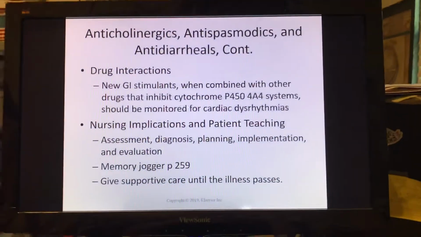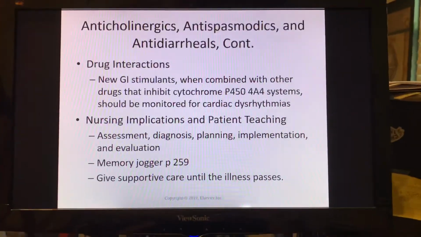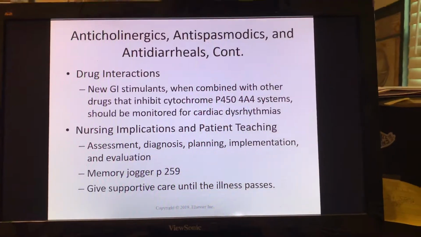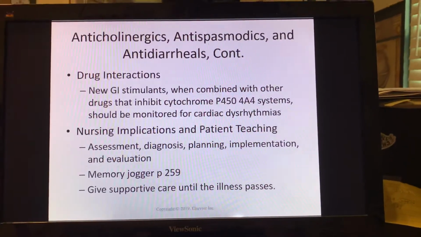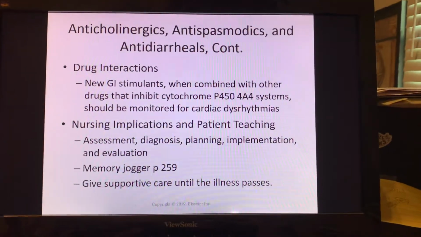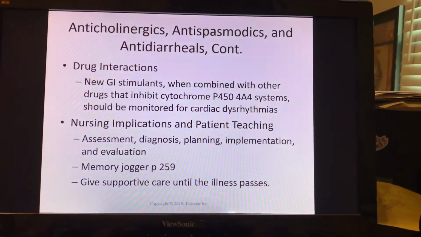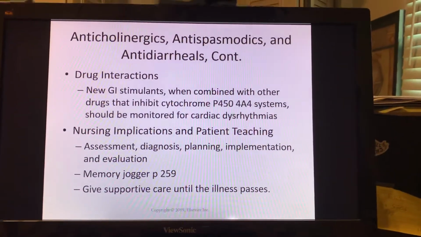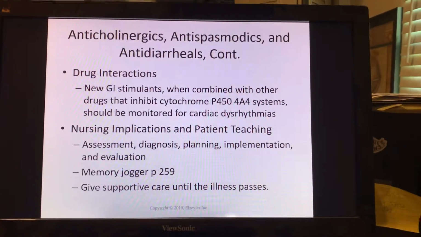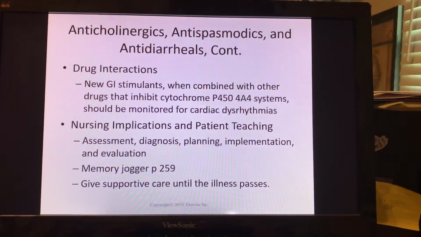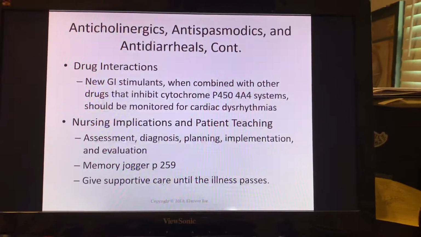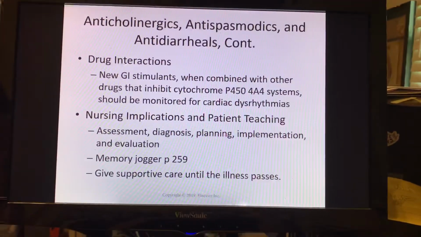Now, the new GI stimulants, we talked about metoclopramide or Reglan. If you combine them with other drugs that affect that cytochrome P450 system, you can get cardiac dysrhythmias. So many of these anticholinergics don't mix well with a drug like Reglan. You could end up with cardiac problems.